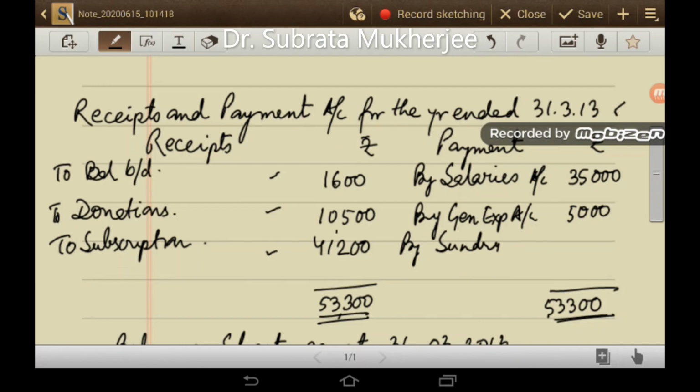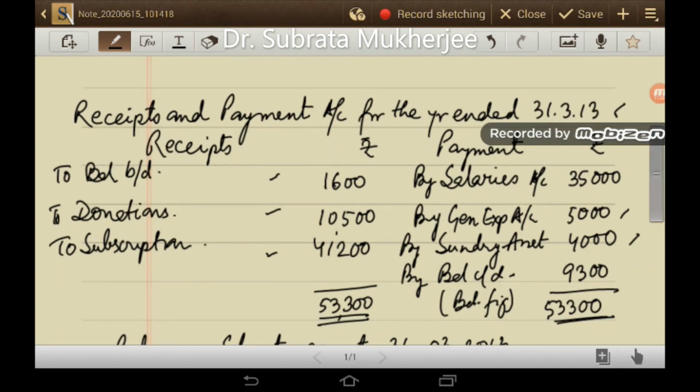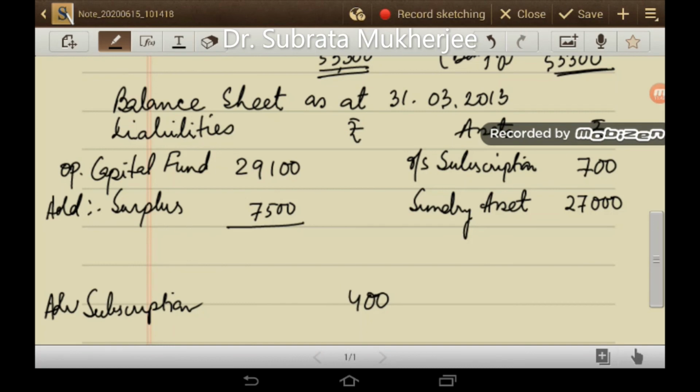So purchase of sundry asset I am posting it in the receipt and payment account. Buy sundry asset, 4,000 rupees. So there are three items on the payment side. One is the salaries, then general expense and sundry asset. So the balancing figure by balance CD represents the closing cash balance, and this is 9,300. So I will post this balance of cash in the closing balance sheet, cash in hand. So this is 9,300.